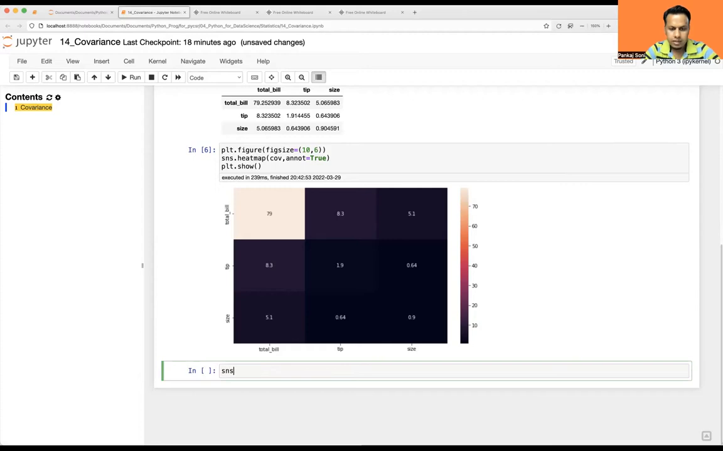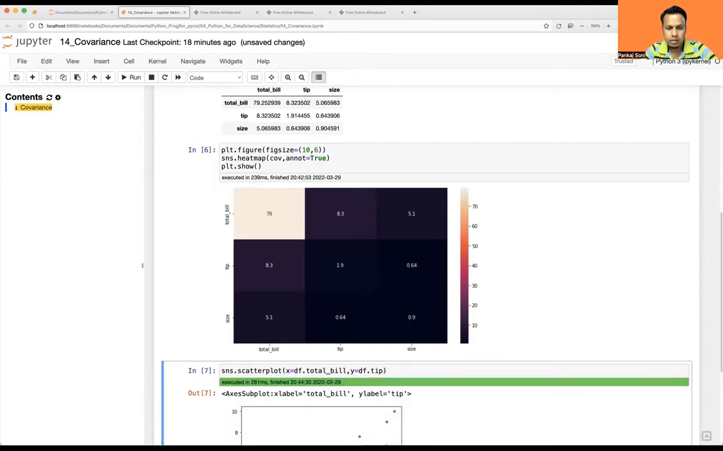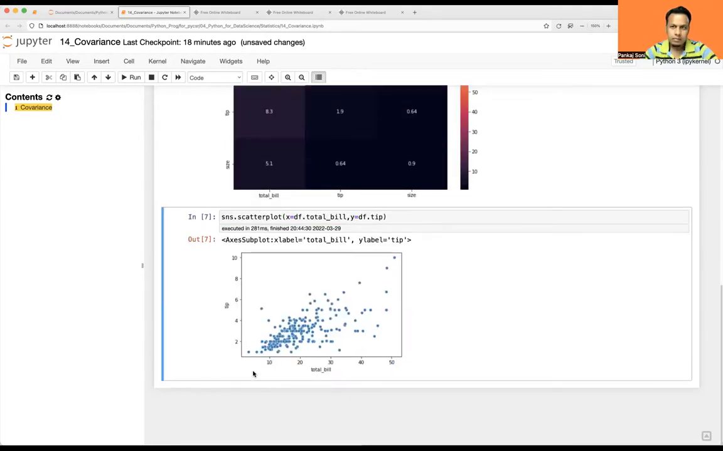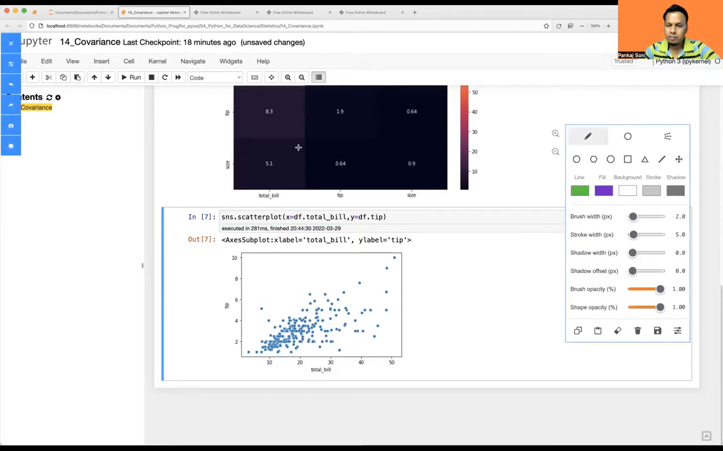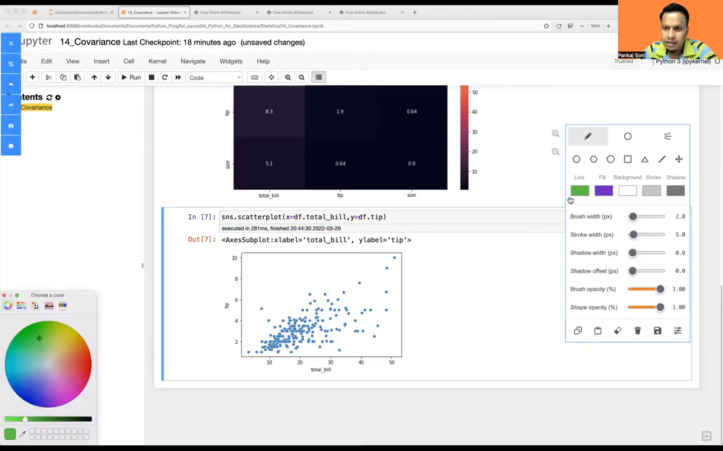I'll just use sns dot scatterplot. I'm going to use x equal to df dot total_bill and y equal to df dot tip. Let's see how it looks. You see here, this graph clearly tells, if you plot a regression line, it is clearly shown here that when your total bill is increasing, your y is also increasing. You see here, it's very clearly shown.